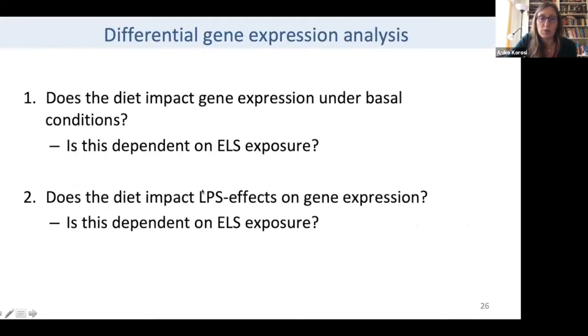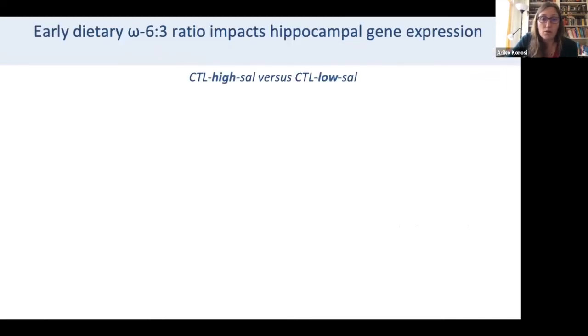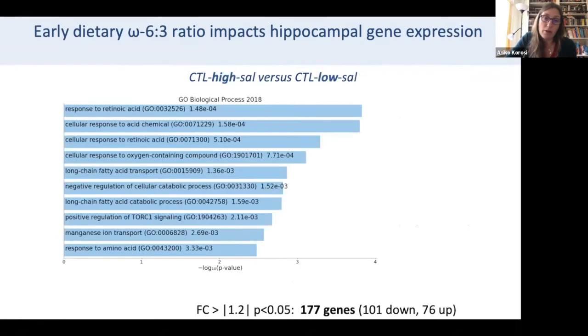So what about the gene expression? How does the diet impact gene expression under basal condition and in response to LPS? And is this in any way impacted by this early life stress exposure? So what we did was a microarray. This was some years ago, so we didn't do the RNA sequencing at that time.